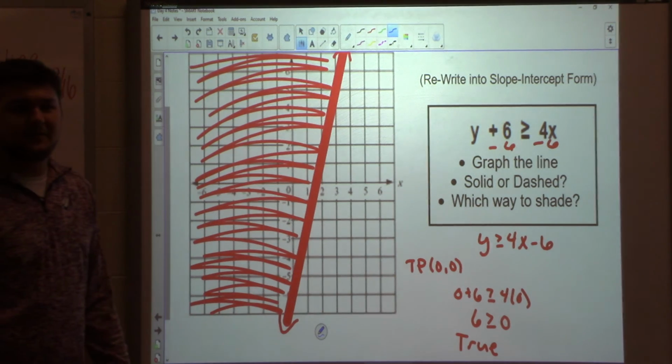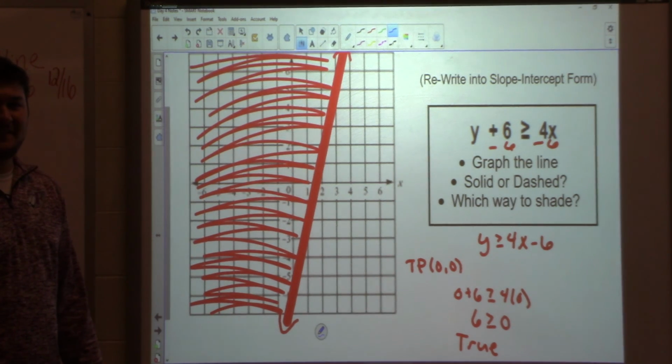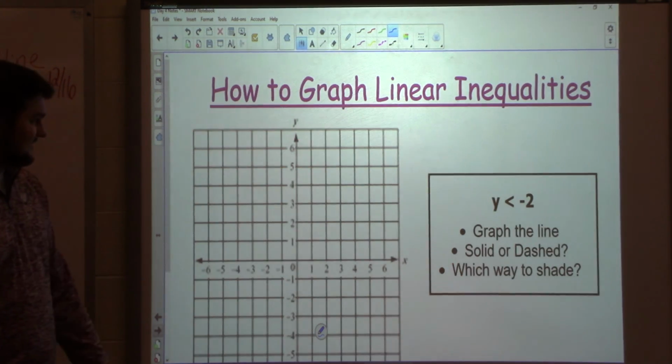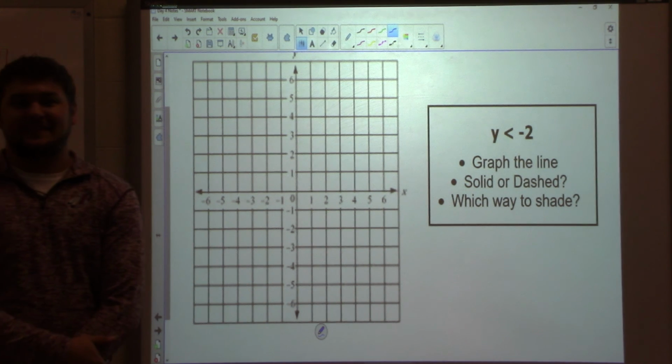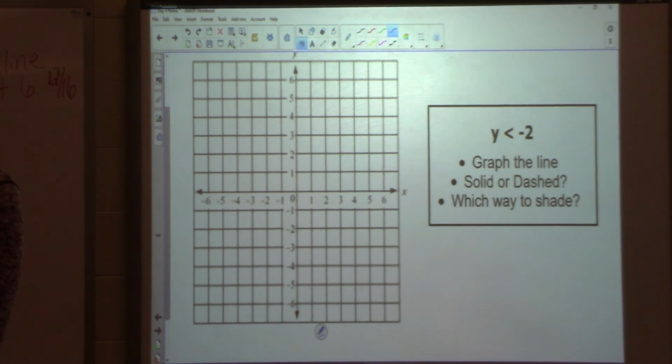What's it look like, Baker? We're just really surprised that X is so much. Y is less than negative 2. X is gone. How do I graph something like that?